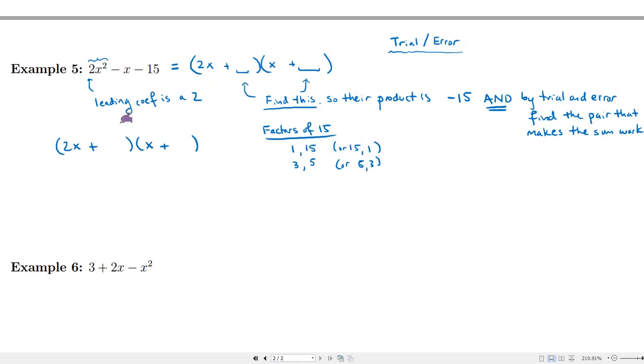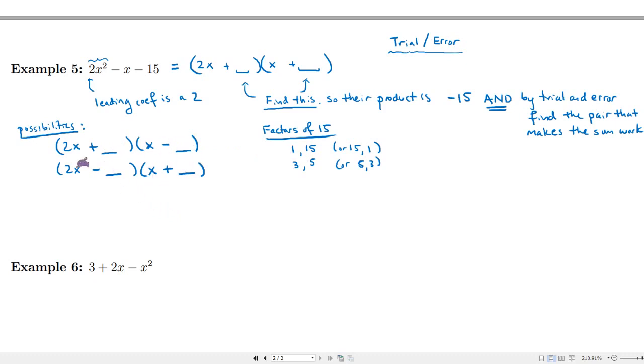Okay, now we know one of them is going to be negative and one is going to be positive since this is a negative 15. So we have to figure that out. Now, by trial and error, you're going to select what to put in here. So what are the possibilities that we can actually have? Let me erase this for just a second, and let's start writing this in. We're either going to have 2x plus something and x minus something, or we're going to have 2x minus something and x plus something. These are the possibilities, and then we can fill in these factors here.